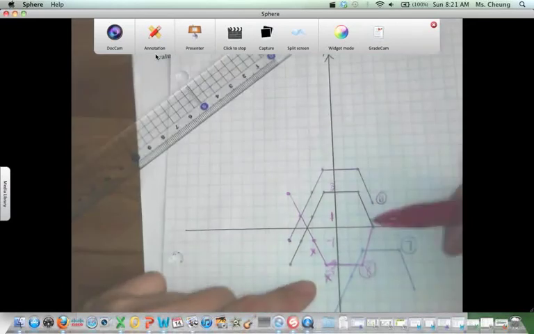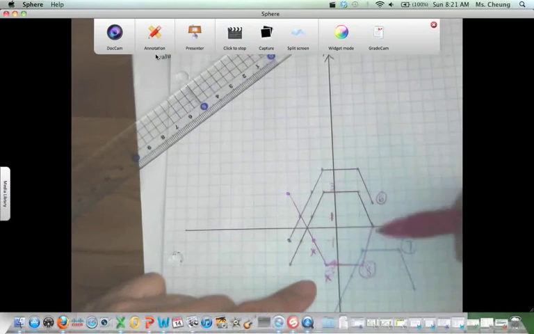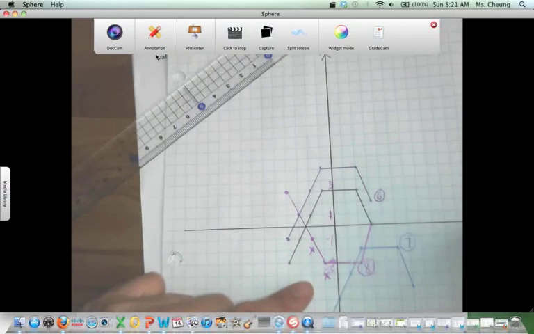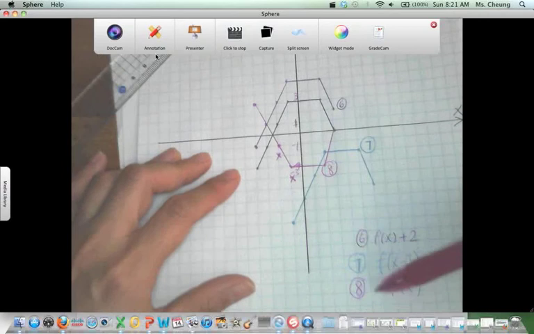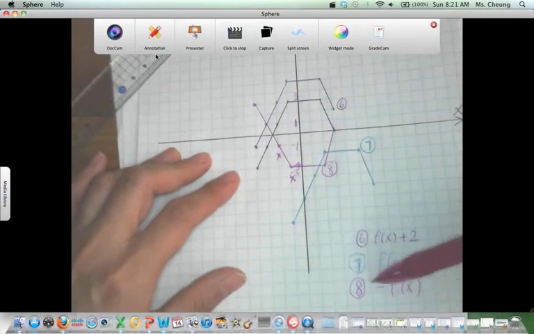You can see that the original graph is the black one, and this one is reflected upside down. This is what you do when you multiply by negative 1. That means you are flipping the graph upside down, reflecting across the x-axis.